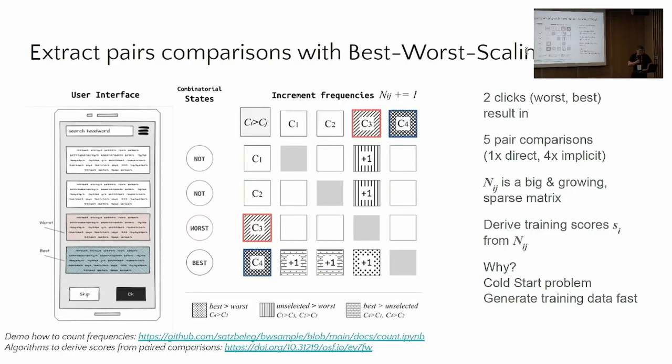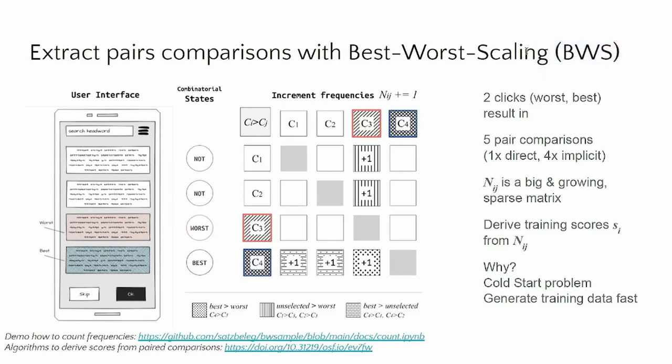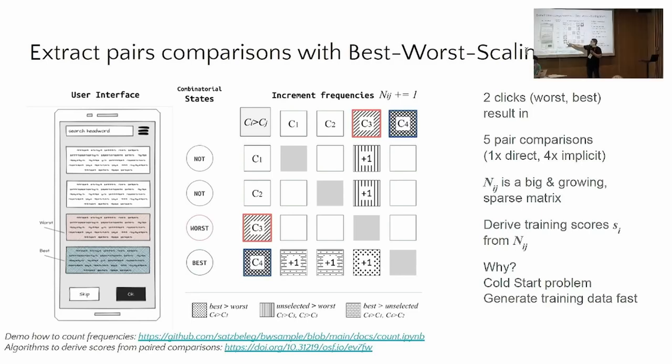Okay. The best-worst scaling model. This might be interesting if you want to collect pairwise comparisons. Here is how best-worst scaling works. We first select the worst example we see on the display and the best example. From there we can derive pairwise comparisons, because when we select the best example, we know it is better than all three of the others. Then we can increment the result matrix, even though we didn't explicitly evaluate these. So in the case of four items, we can create five paired comparisons with two clicks. This way you can collect a lot of training data with only a few clicks.